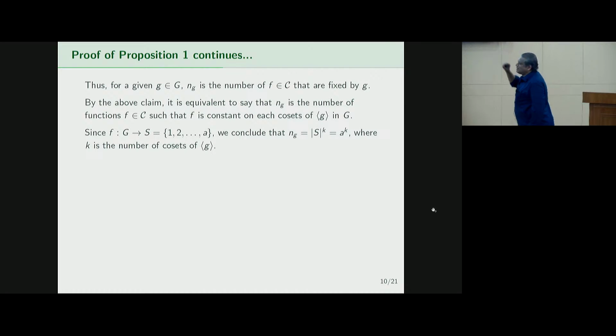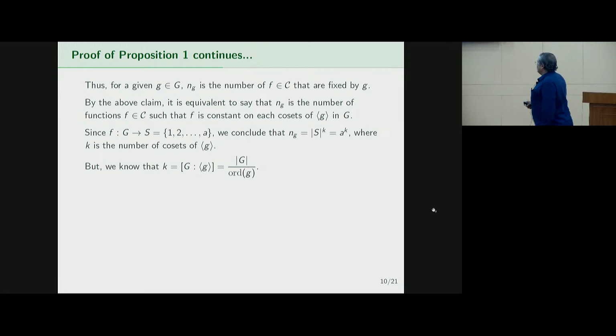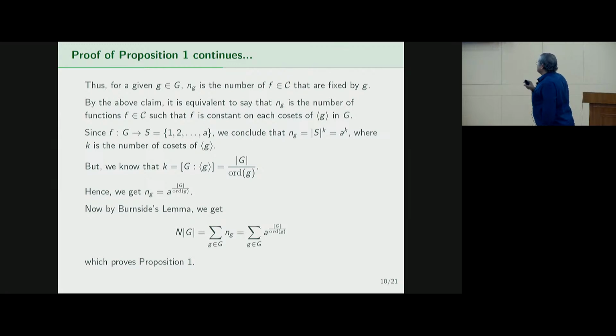The cardinality of S is nothing but A, so A power k, where k is the number of cosets of the cyclic group generated by g. This k is nothing but the index, the cardinality of G divided by the cardinality of the cyclic group, which is the order of g. So we have got Ng equal to A power the cardinality of G divided by the order of the element g. Therefore, by Burnside's lemma, we get that this particular sum is divisible by the cardinality of G.